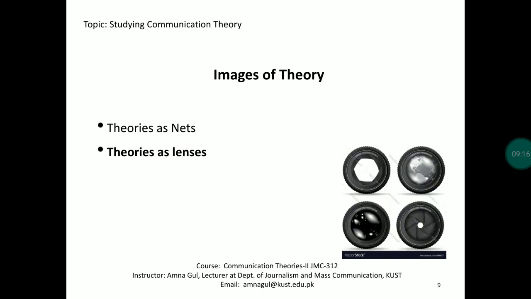The second imagery is that of lenses. It can be a camera lens, it can be a lens in glasses, but a lens is different from a mirror. I'll clarify this again: a mirror gives you the exact same reflection of what is happening, and theories cannot tell exactly and completely. So it's not a mirror that is used. The imagery used is that of a lens.